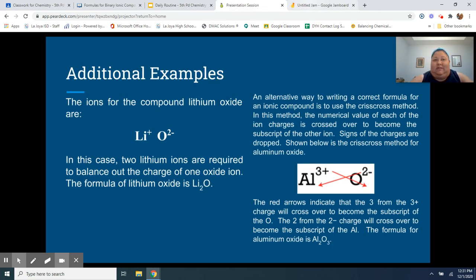Now instead of trying to figure out how many do I need in order to cancel out, there's another easier way. An alternative way to writing a correct formula for an ionic compound is to use the crisscross method. Ion charges are crossed over to become the subscript of the other. Signs of the charges are dropped, shown below in the crisscross method for aluminum oxide.